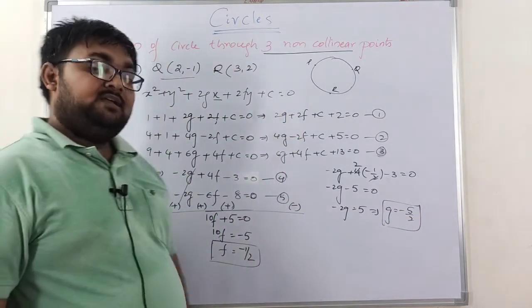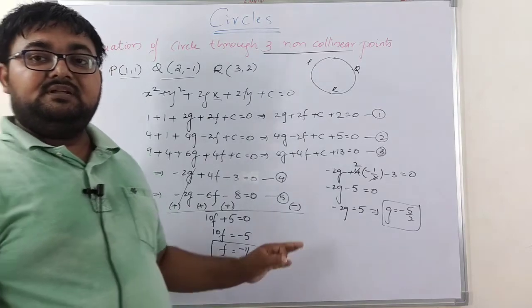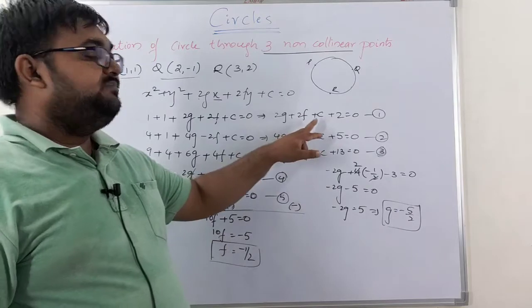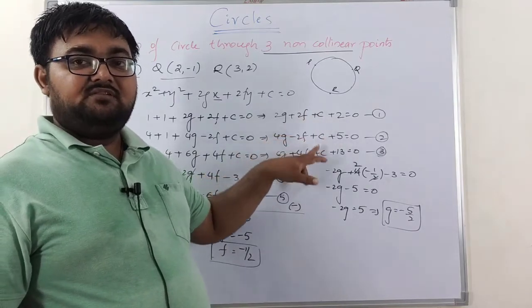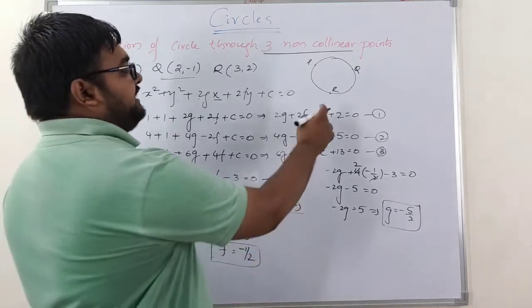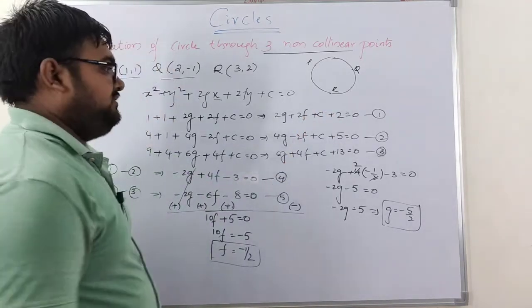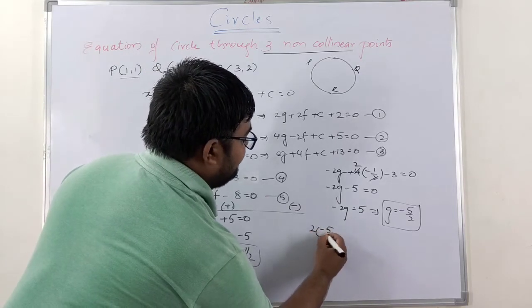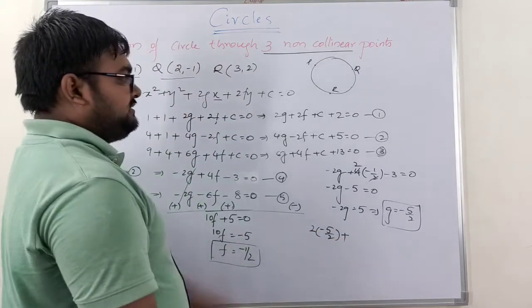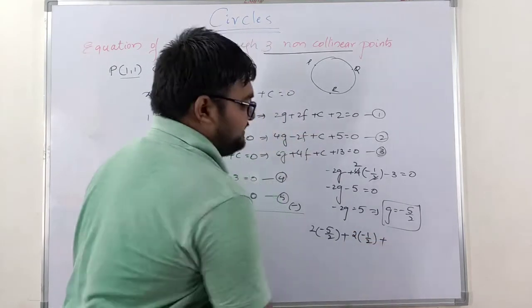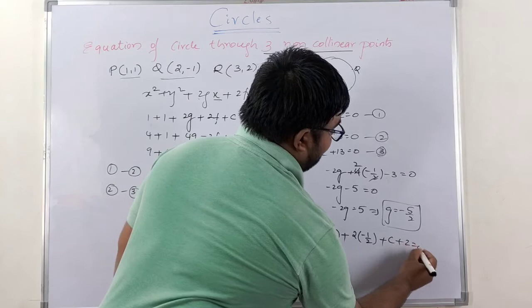Next, finally I need to obtain the value of the third unknown, which is nothing but c. To find the value of c, you can make use of equation 1, equation 2, or equation 3. That is of your choice, right? I am making use of equation number 1. So from this, what am I going to get? I am going to get 2 into minus 5 by 2 plus 2f, means 2 into minus 1 by 2, plus c plus 2 is equal to 0.